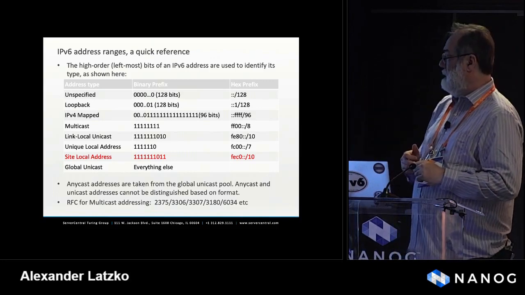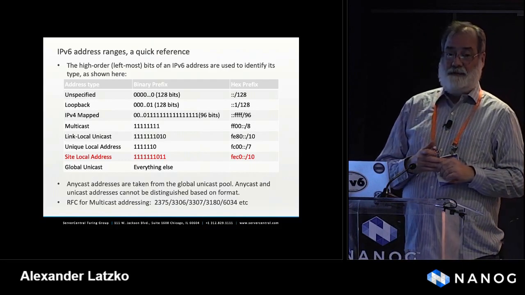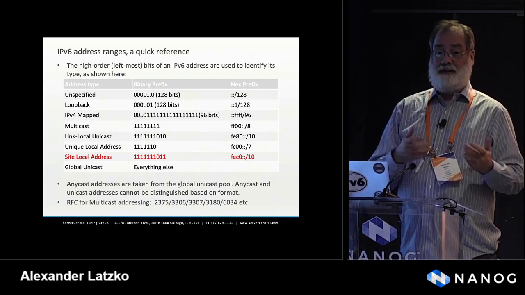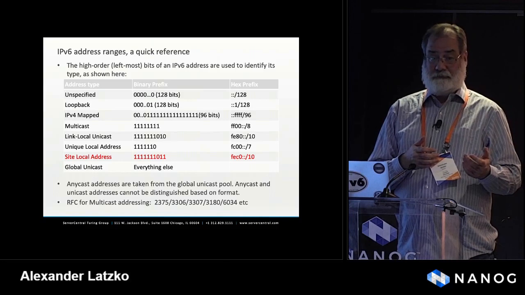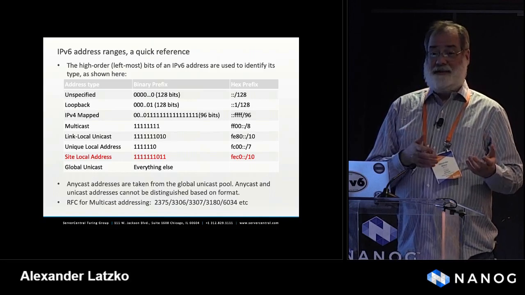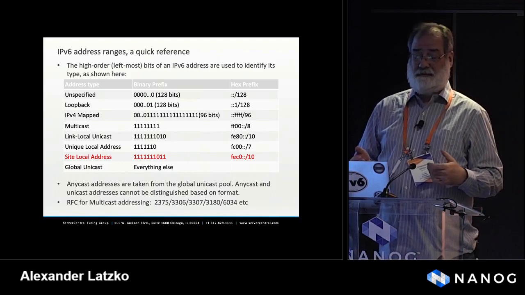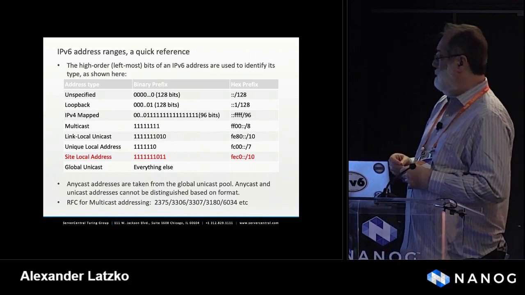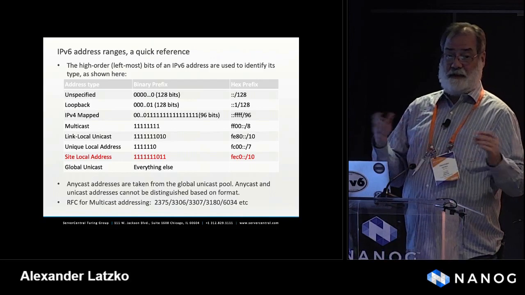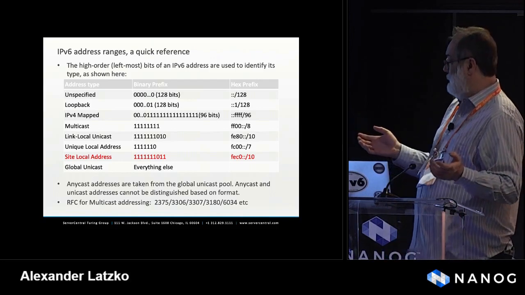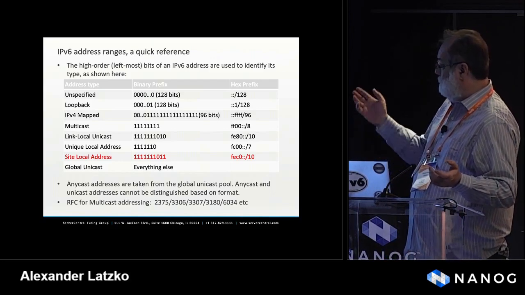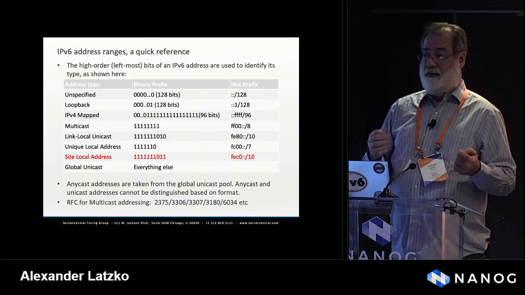Site local addressing has been deprecated. That was the predecessor to ULA. You can still use them if you were using them, but don't use them in new places. Makes sense? And finally, global unicast, which is everything else. I think I have it on there. Yeah. So, some references and an important feature.